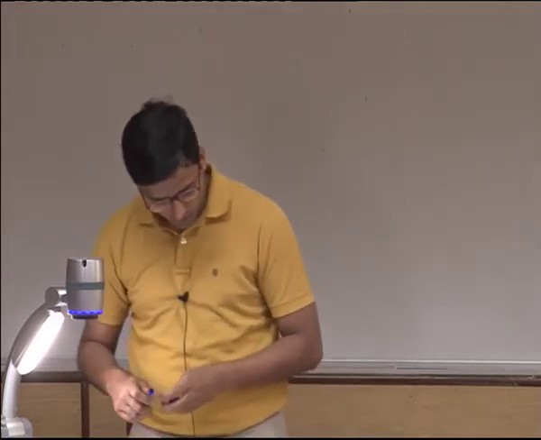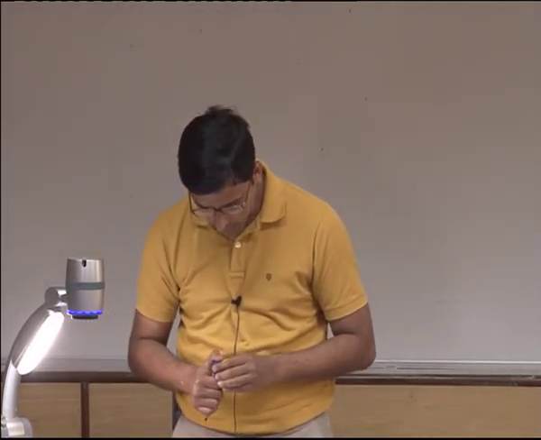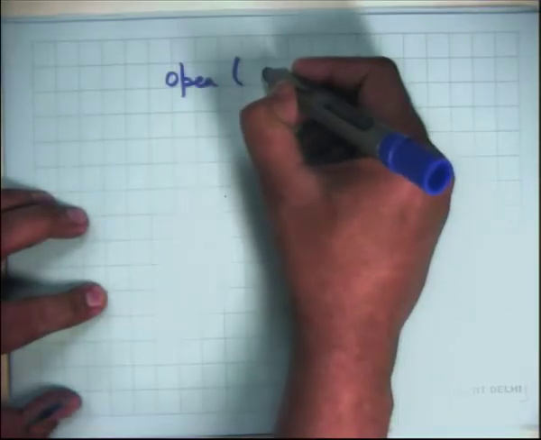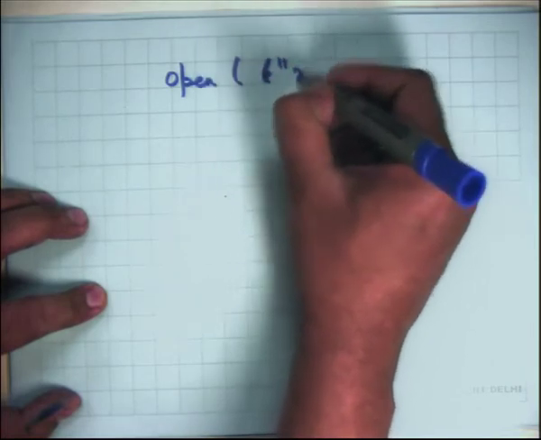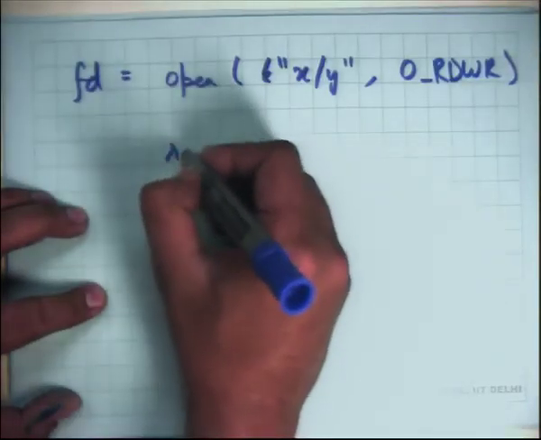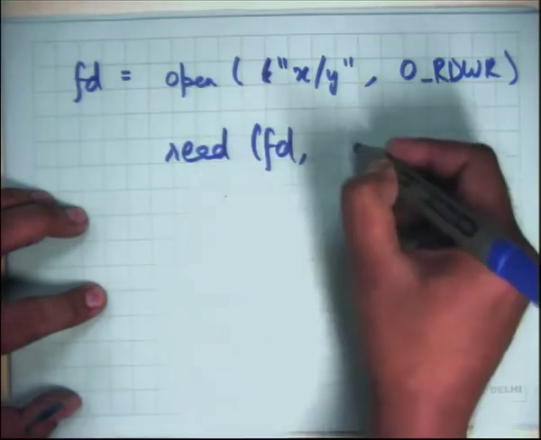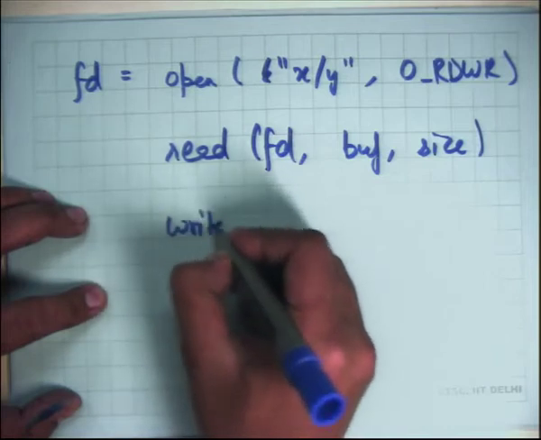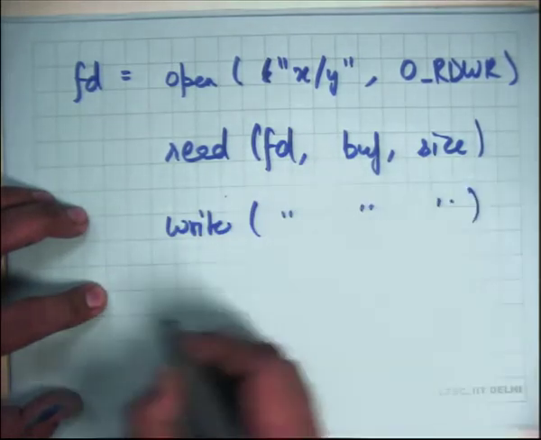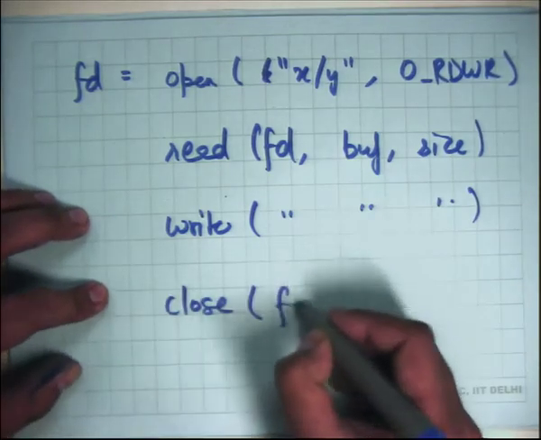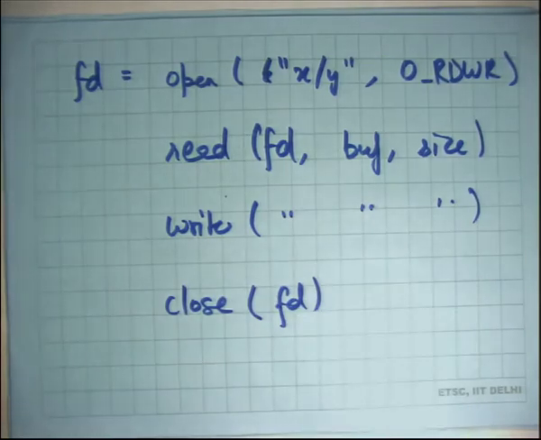Recall that we have open on some file name, which is, let's say, a string x/y, and some mode which says read or write. That gives me a file descriptor. Then you have read on a file descriptor with some buffer and some size, and you have write, same thing, and you can have close. So open, read, write, close is the interface that we are very much familiar with.